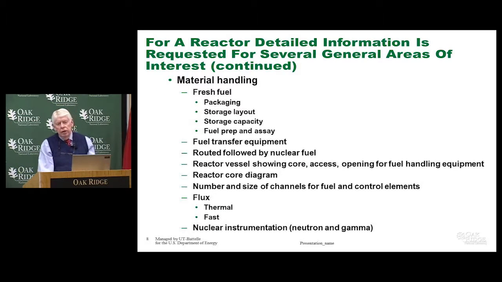Then we go down to how do you handle the individual pieces of material? If the spent fuel or the fresh fuel comes in, how is it packaged? Is it brought in as an element in a box? Is it brought in some sort of a carrier or licensed transport device? How is it stored? Where is it stored? And what is the accessibility to that facility in which the fresh fuel is stored?